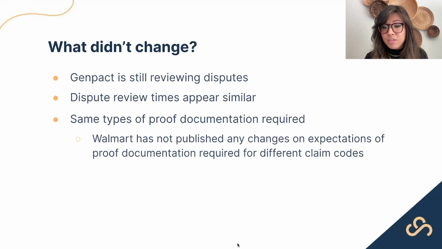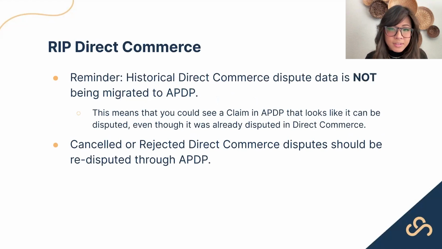Other things that are the same is that you're still going to need proof documentation. Different codes require different sorts of documentation. An easy example: if you get a code 22, 24, or 25, these are all shortage-related claims. If you're a prepaid supplier, you need to be able to provide a proof of delivery. If you're a collect supplier, you need to be able to provide a bill of lading. These are the kinds of things that are required in order for you to get your dispute approved and to get paid back.